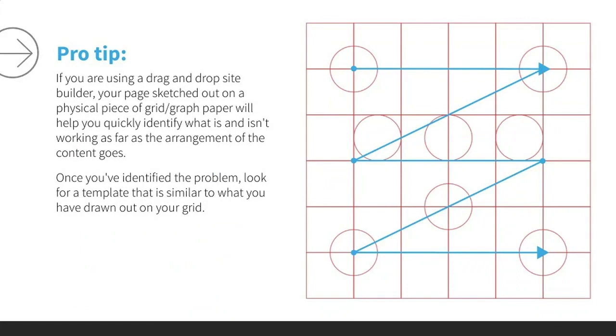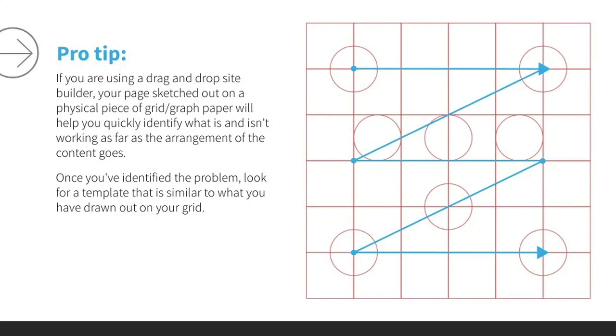builder and you sketch your page out on a physical piece of paper, you can identify what is and isn't working as far as the arrangement of the content goes. So you can see if something is out of alignment or if something conflicts with another element that's on your page. And I know element sounds weird, but it's just like your text box or form or a photo or an icon or something like that.